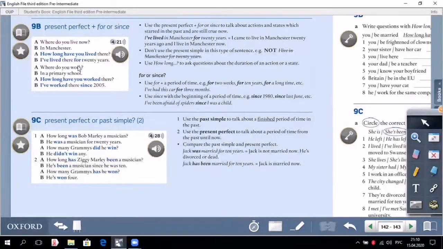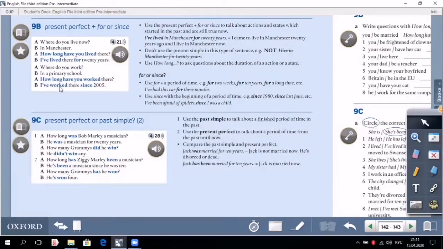So, in this next sentence, the same situation: where do you work? In a primary school. How long have you worked there? I've worked there since 2005. For 20 years, then since 2005. What do you notice here? Now let's try to understand. We use present perfect with for and since to talk about actions and states which started in the past and are still true now. You see here, it started in the past and is still what?